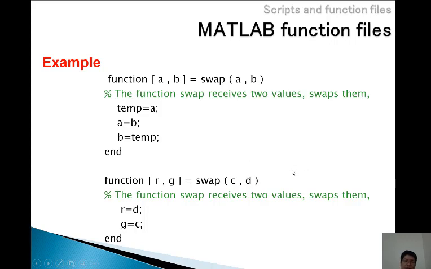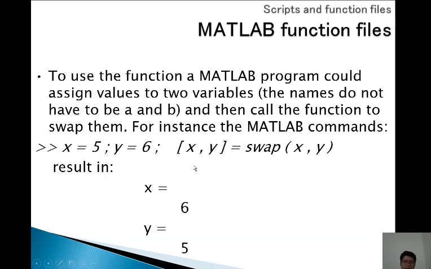Similarly, you can try to write the second function. The second function swap receives two values and swaps them using two additional new variables. Please try to implement the first function by yourself. This is the example. For example, if x equals 5, y equals 6, then x, y equals swap x, y. The result will be that x's new value is 6 and y is 5.